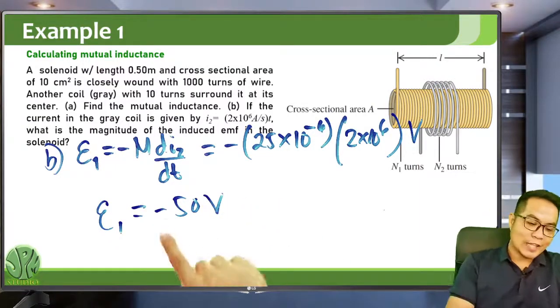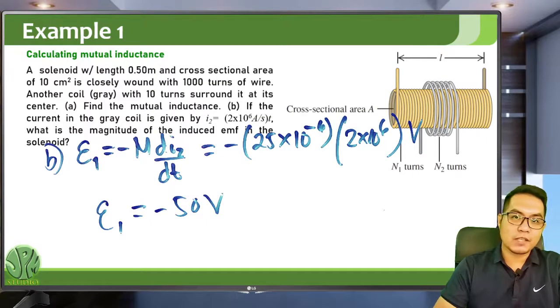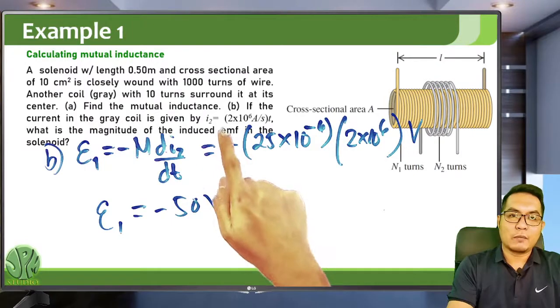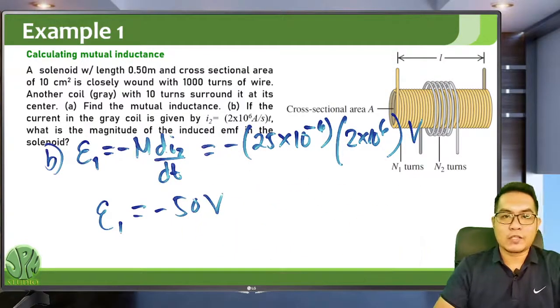Again, the negative sign implies that the induced current in coil 1 is opposite the direction of the current in coil number 2. So the currents are in opposite directions. If the current in loop number 2 is counterclockwise, then the induced current in coil number 1, or in the solenoid, is clockwise. So that one.